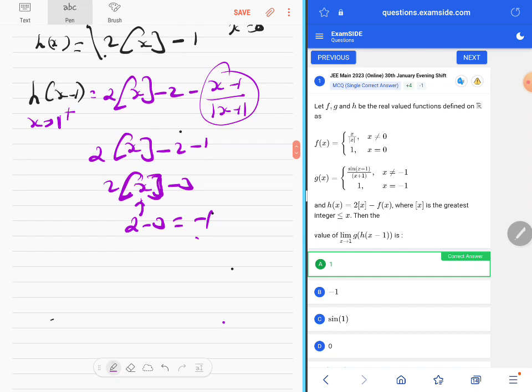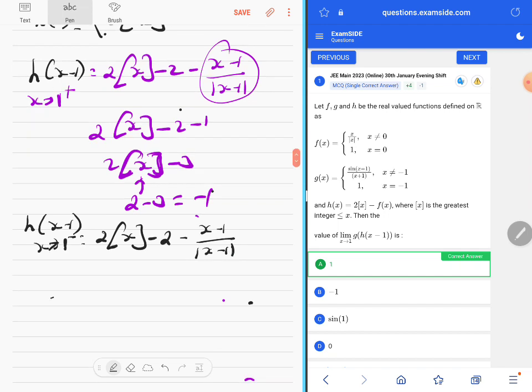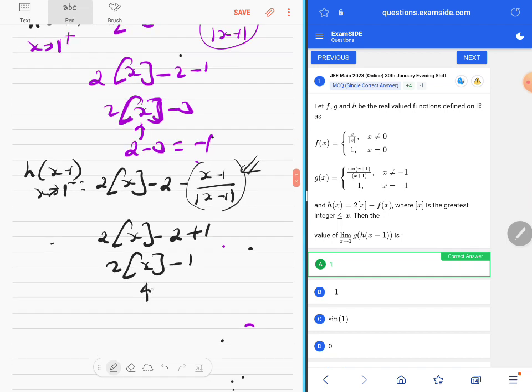So then let's do h of x minus 1 when x is tending to 1 from the left. 2 times greatest integer function of x minus 2 minus x minus 1 by mod of x minus 1, in which this is 1 from the left, and so this whole thing will be minus 1. So 2 into greatest integer function of x minus 2 plus 1, so 2 into greatest integer function of x minus 1, and this itself you're going to approach 1 from the left, so answer will be 0. 0 minus 1 will be minus 1. So left limit equals right limit, and that's fine.